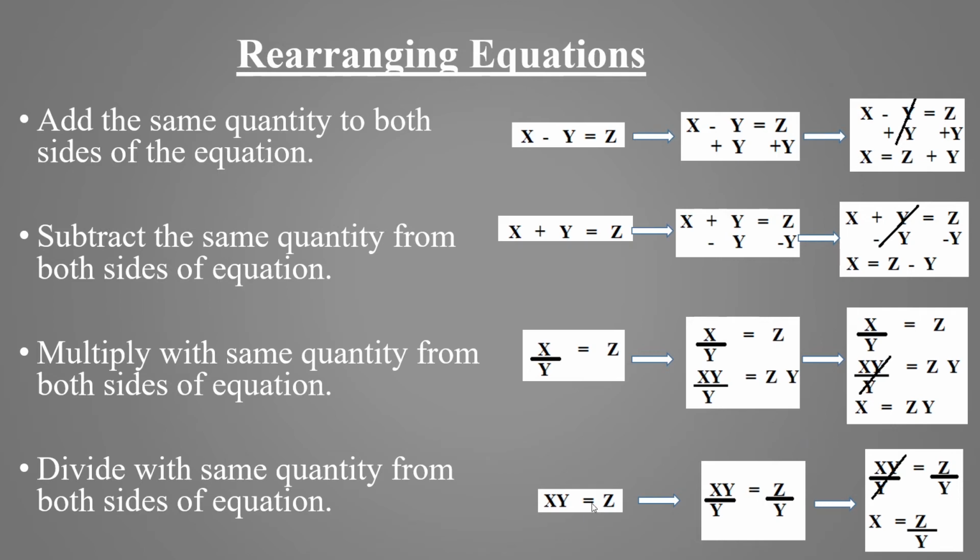In the last example, I have xy equals z. I want to move this y to the other side of the equal sign. Here it is being multiplied. If I want to move it to the other side, I have to divide by y on both sides. So divided by y here and divided by y here. This will cancel out like here. And after that, I will have x equals z over y.